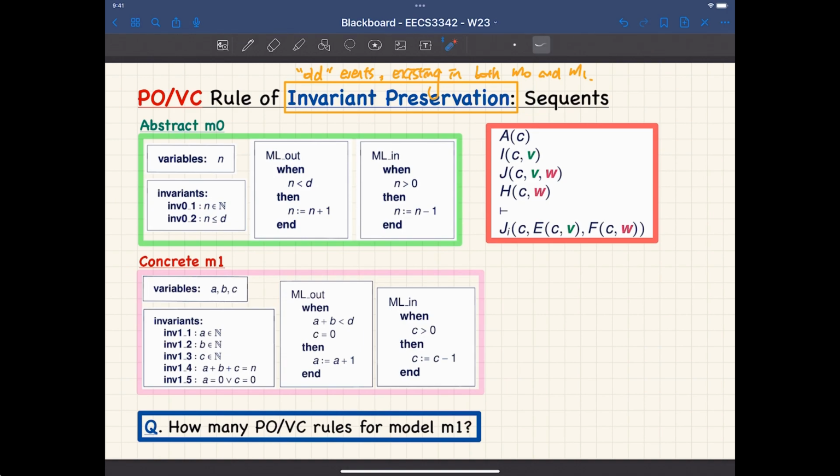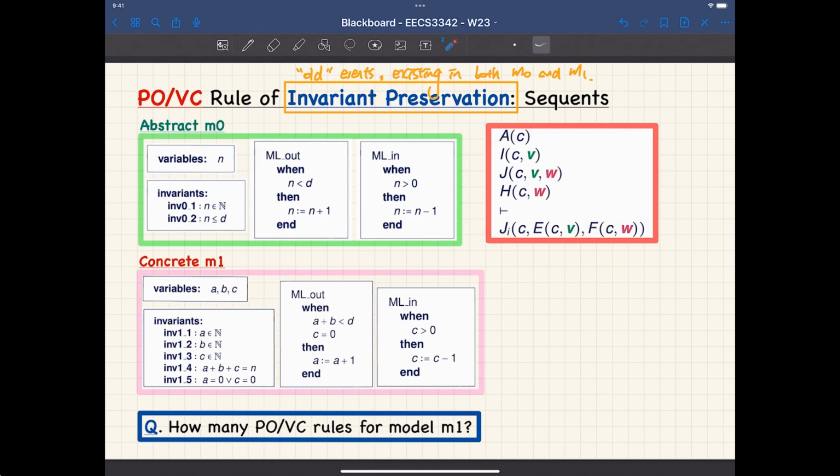So we got ML out over here. Also, we got ML in over here. And we proved earlier that ML out and ML in preserve the invariant for the abstract model. Similarly, we want to prove that ML out also preserves all the invariants in the concrete model, and ML in also preserves all the invariants in this model. It's very logical. And let's look at the rule very quickly.